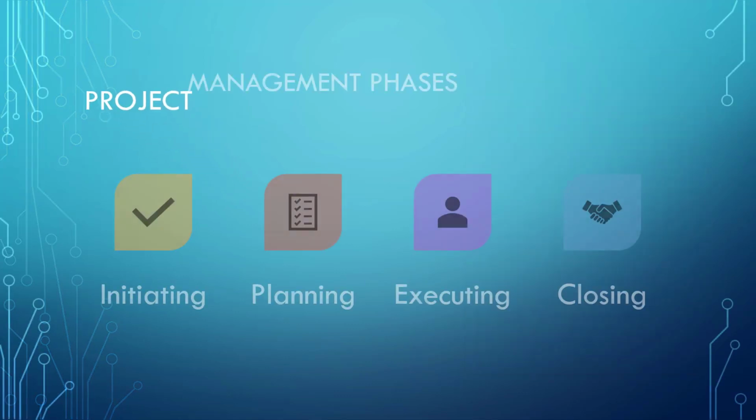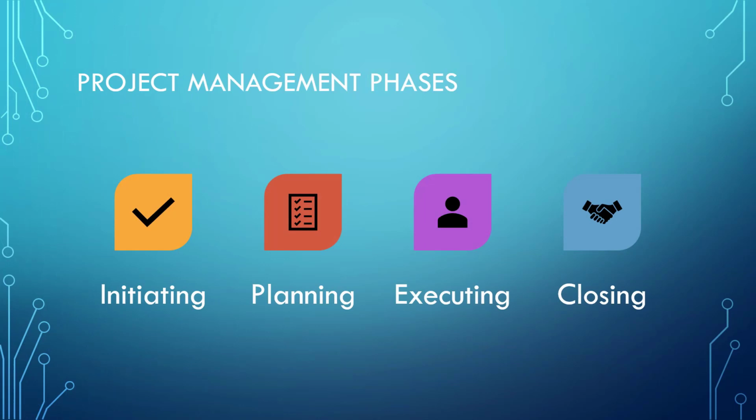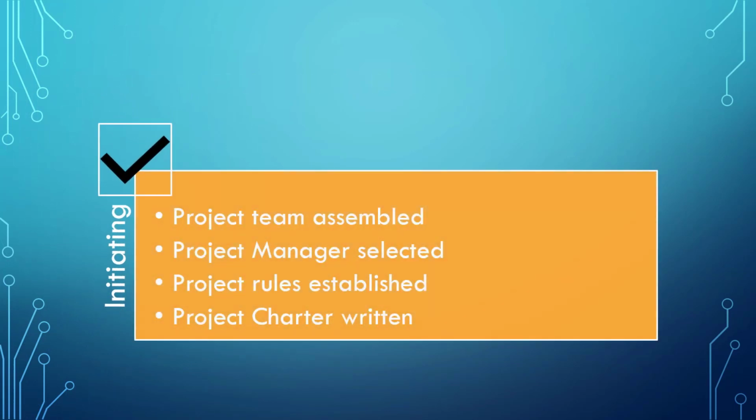In the initiation phase, the project team is assembled, the PM is chosen, and the rules of the project are established. These rules may include how the chain of command is laid out, a list of team members and their responsibilities, and any major constraints such as budget or schedule. A lot of this information is codified in a document called the project charter.